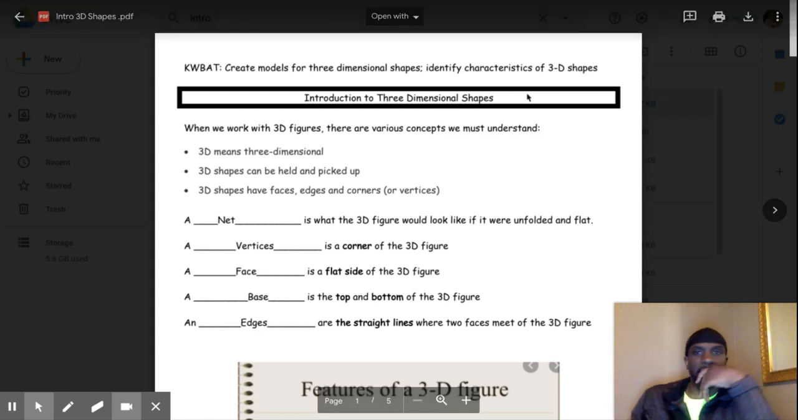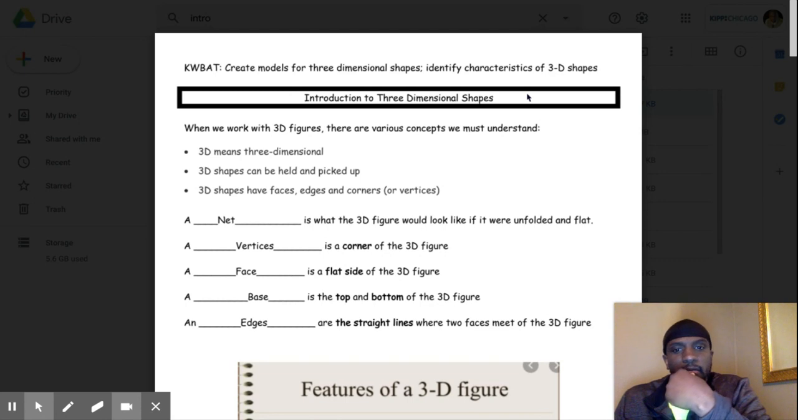Today is day two of 3D dimensional shapes. Learning the identifying characteristics of 3D dimensional shapes and creating models of three-dimensional shapes. We're going to repeat some of the things that we learned yesterday. I'm going to go a little bit more in detail about certain things. So I hope you guys enjoyed. I hope everybody's doing okay.